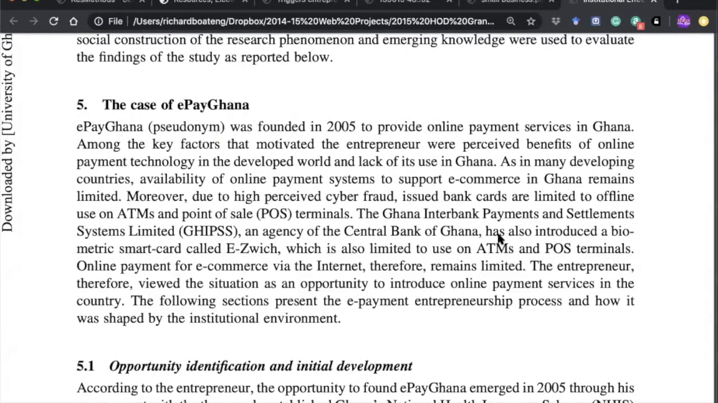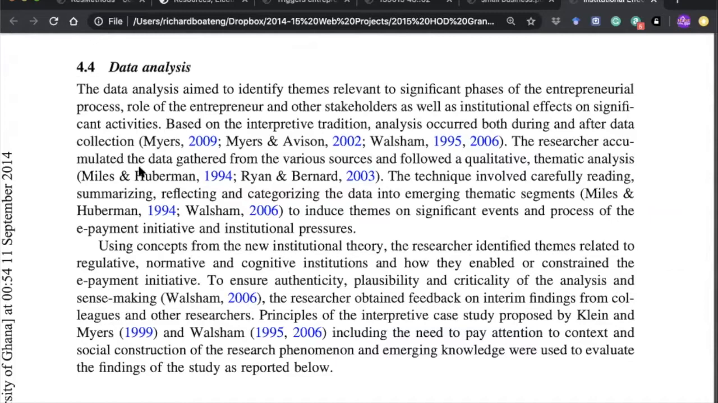So in the analysis, he writes that the data analysis aims to identify themes. So you can realize it's pointing you to thematic analysis. Themes relevant to significant phases of the entrepreneurial process, the role of the entrepreneur and stakeholders, and the institutional effects on the significant activities. I realize that what he's saying is that I'm going to identify things with respect to the evolution of the business, or the entrepreneurial process, the role of the entrepreneur and the other stakeholders, as well as the institutional effects. So there are four things.